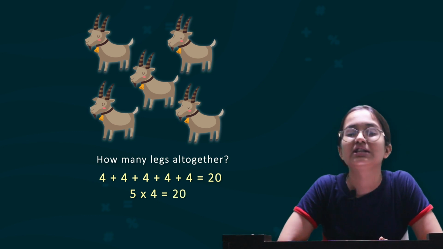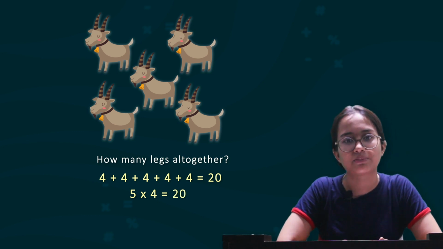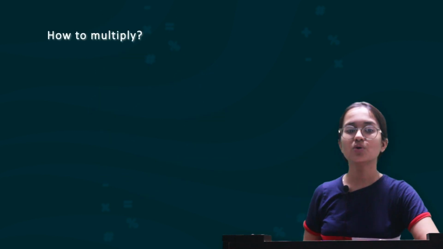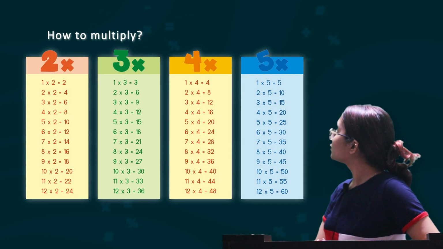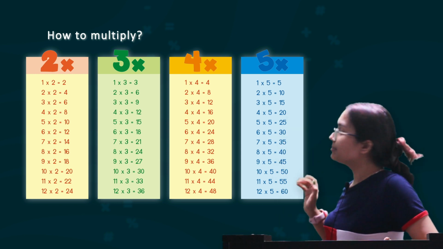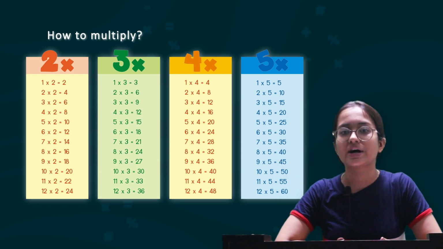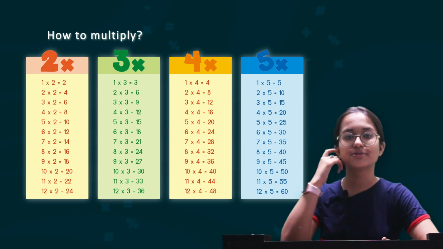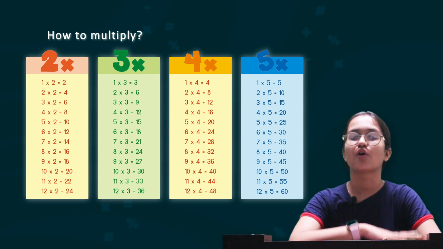For this we need to know how to multiply. For this you need to know the tables, and these are the tables from 2 to 5. You need to know all these tables to perform multiplication for now.